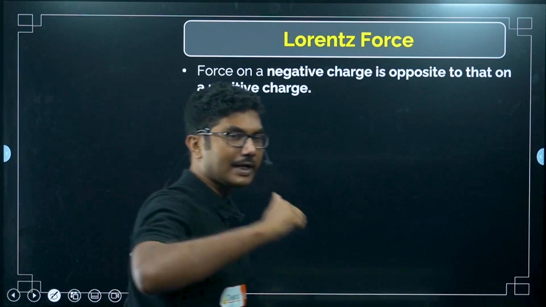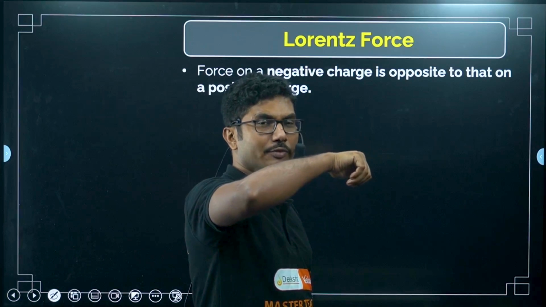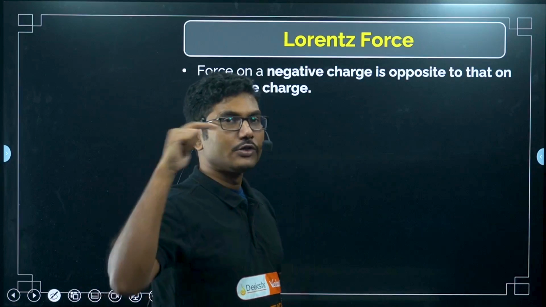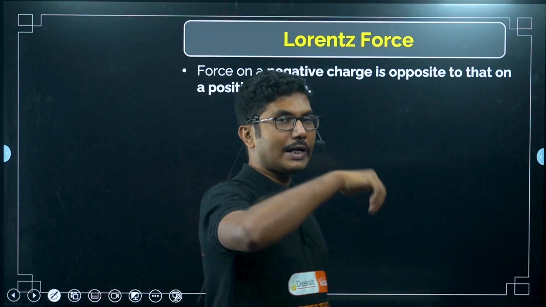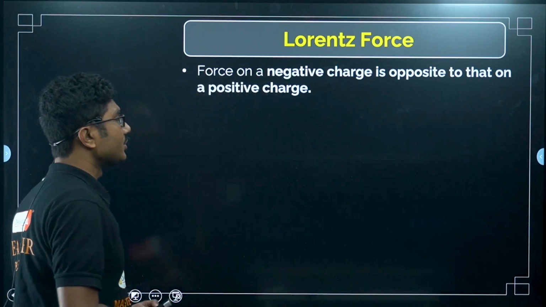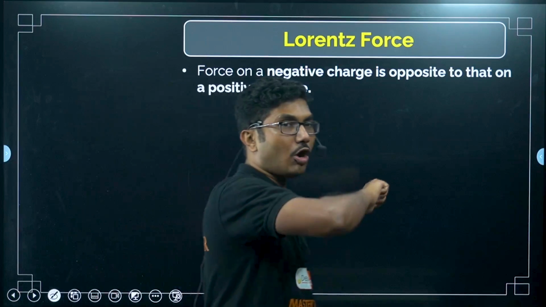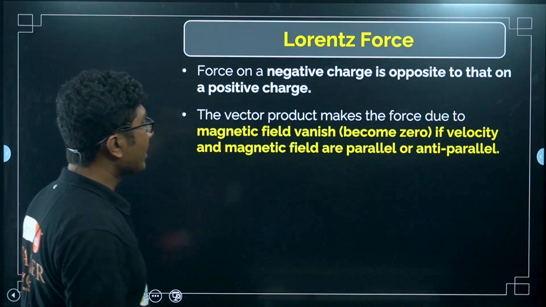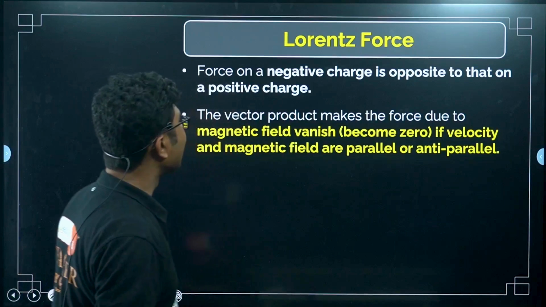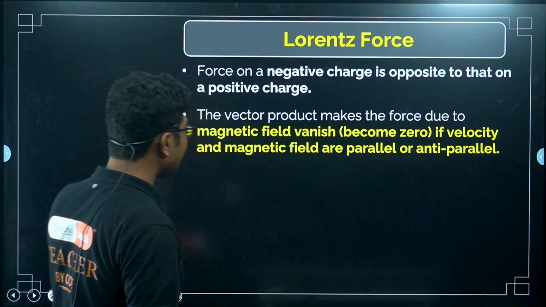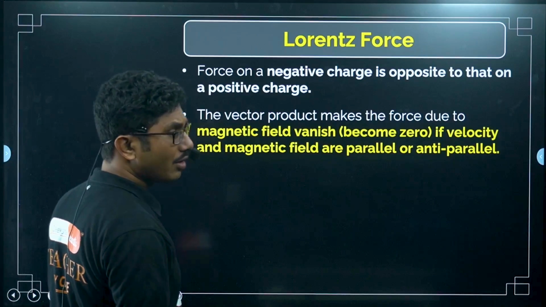If the charge is negative, you can find the direction for positive charge, then you just reverse it, because it is minus, right? So the rule that I taught you using the right hand is only valid for positive charge, not for negative charge. Negative charge will be opposite to that, right? Now, a vector product makes the force due to the magnetic field vanish, become 0. Vanish means become 0 if velocity and magnetic field are parallel or antiparallel.